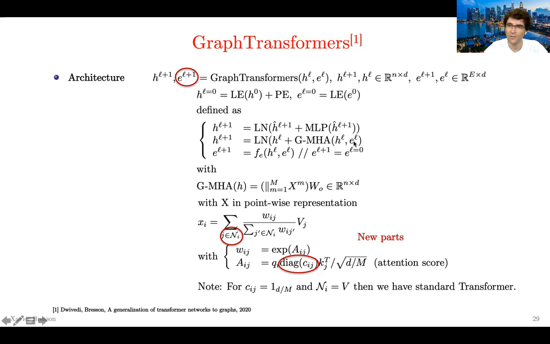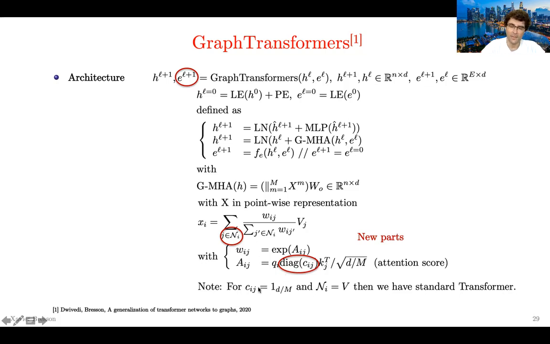All right. So we have an extra update function for E, and the multi-head attention will depend on the edge feature. We know that for molecules, we have some bond connections between nodes, and we want to use this information. The difference with the standard transformer is that here we are going to do the sum over the neighborhood of the node, and in the standard transformer it was done over all the nodes. And for the attention score, we are going to use a bilinear product. We are going to have the query, the diagonal of the edge feature, and then the key.